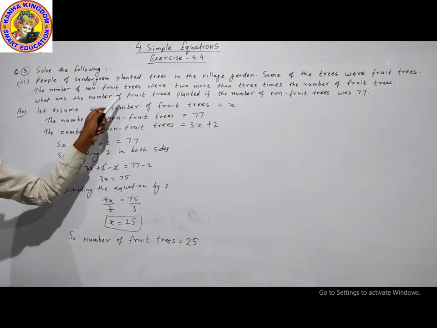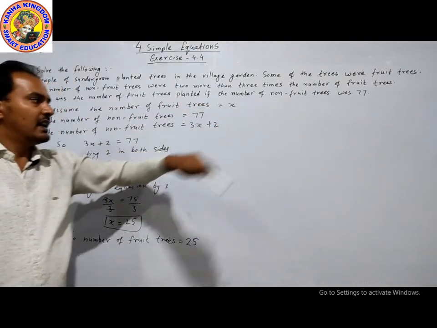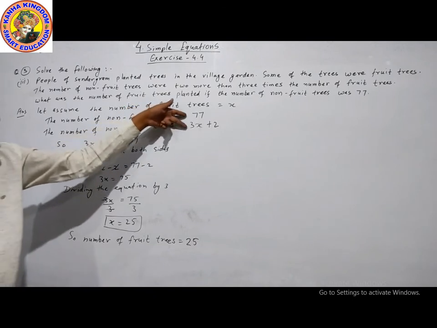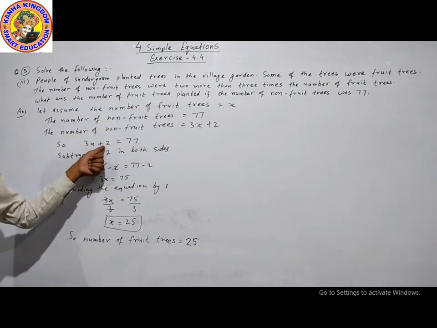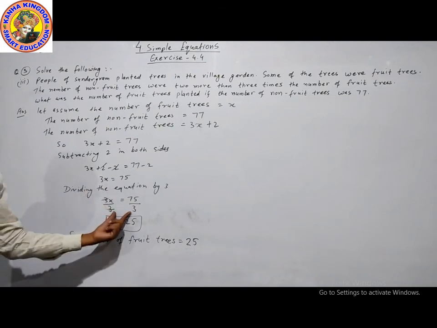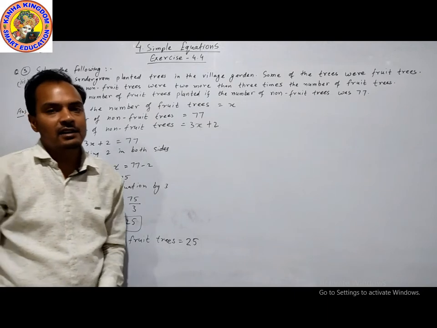What was the number of fruit trees? Fruit trees are X. The number of non-fruit trees is 77. Both are the non-fruit trees, so both are equal. Here it is plus 2, so we will subtract 2. Here it is multiplied by 3, so we will divide by 3. The answer is 25. So fruit trees are 25.